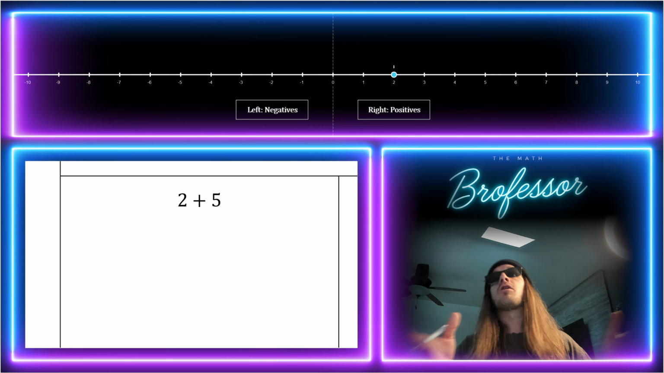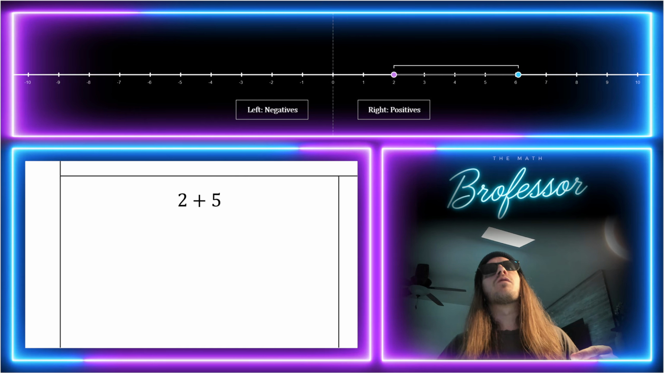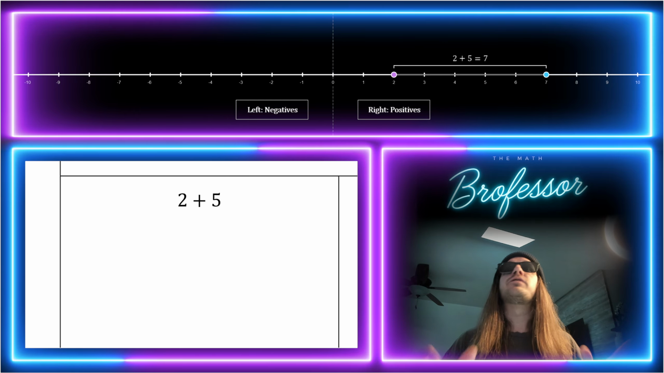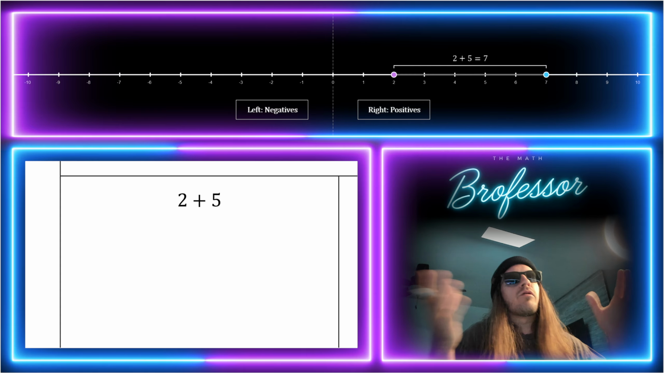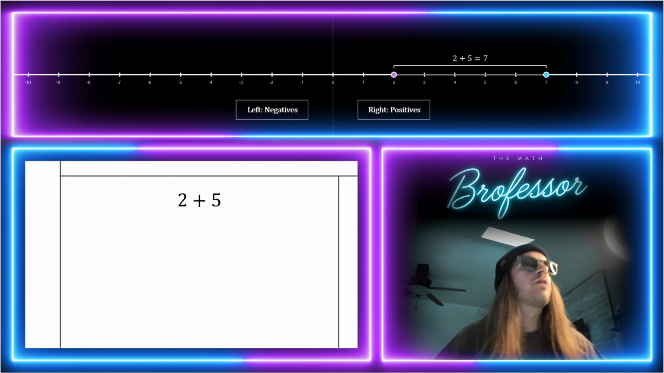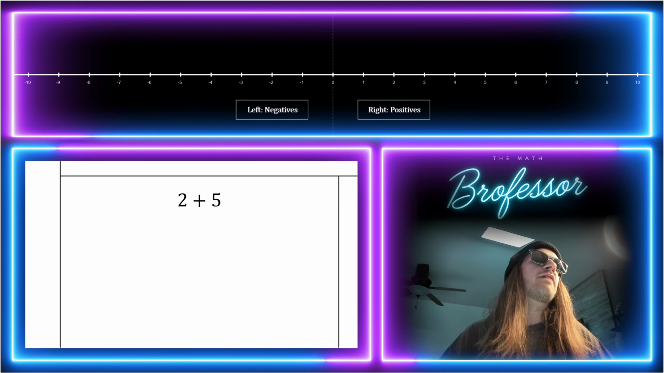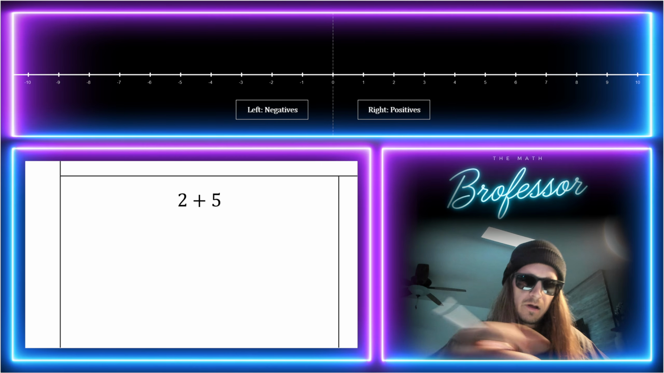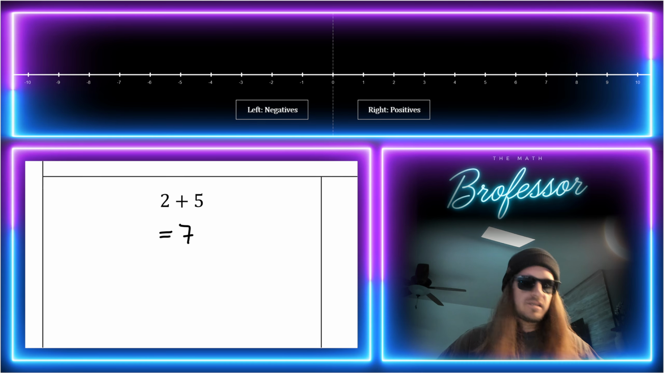So let's start on 2 and move 1, 2, 3, 4, 5 spaces to the right, and if we do so, we land on 7. So 2 plus 5 is 7. Good. Now I know that seems like, dude, why are you explaining this? It'll be useful to think of it this way when we get to the negative numbers. So 2 plus 5 is 7. All right, good. Let's go to the next one here.